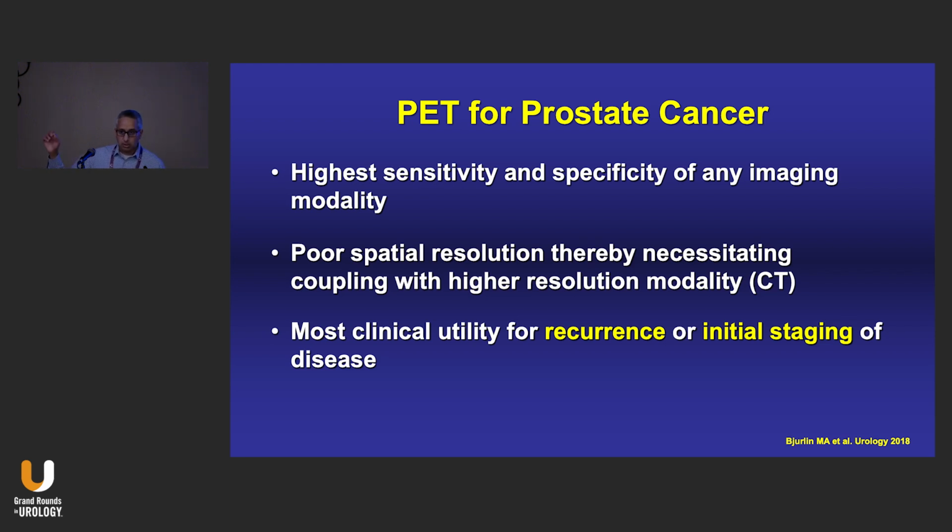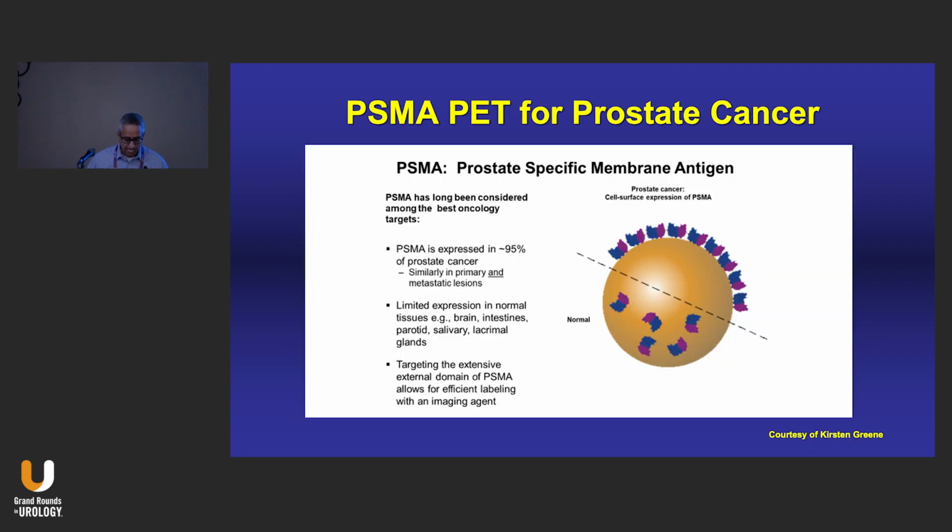And we're going to talk about the role in initial staging and then recurrence of disease, whether that be local recurrence or distant recurrence or metastasis. So PSMA has really become the forefront of what we're talking about here. It's probably one of the best oncologic targets, outside of even urology. It's expressed in about 95% of prostate tissue, whether it be de novo tumor in the prostate or metastatic disease.